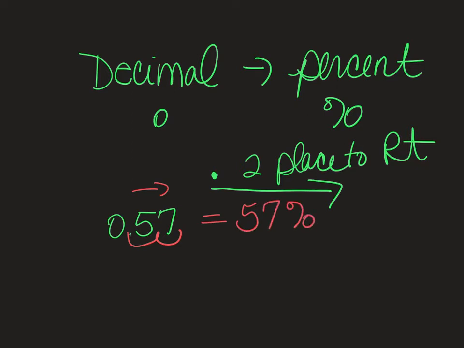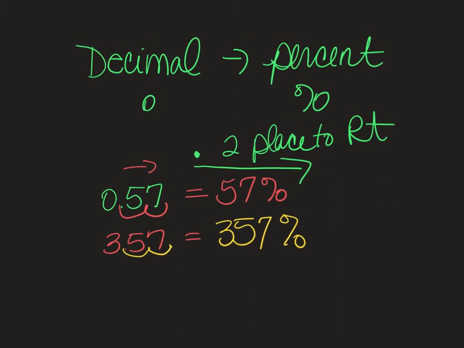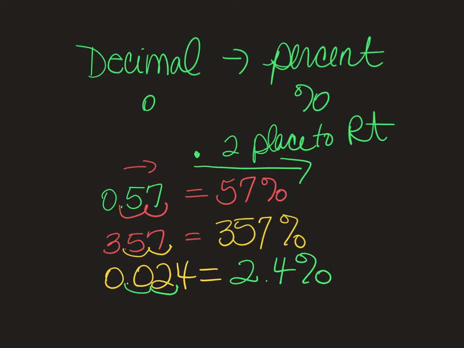Okay? Let's look at another one. What if we have 3.57? How would we change that? Well, you're still only going to move your decimal 2 places to the right, which would be 1, 2, and it would be 357%. Let's do one more for practice. Let's say that we have 0.024. You're still only going to move your decimal 2 places to the right. 1, 2, which is 2.4%. Okay? So that's pretty much what we're going to be practicing on.